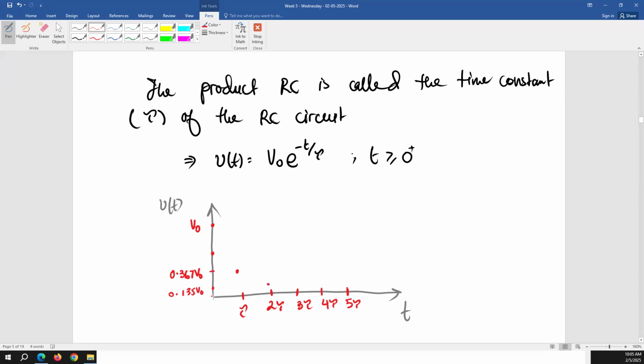What is the value at 3 time constants? Observe how fast it is going down, because it's an exponential decay. At 3, e to the power negative 3, that is 0.049. So almost 0. And then of course 4 time constants is going to be even smaller. So it's an exponential curve, as you can see. Hard for me to draw here.